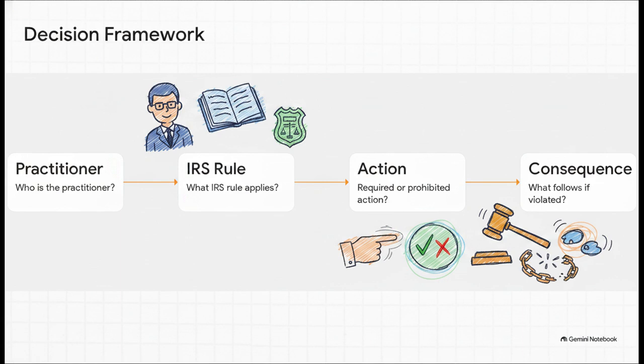You're going to be dropped directly into scenarios where you have to decide if a practitioner may act, must disclose something to the IRS or the client, or if they should just withdraw from the engagement entirely. To do this effectively, apply a strict 4-step deductive framework to every single multiple-choice question you face. First, who is the practitioner? Second, what exact IRS practice rule applies to their specific situation? Third, what action is either strictly required or strictly prohibited? And fourth, what consequence follows if the rule is violated? Examiners love to use this 4th step as a distractor to confuse you between IRS penalties and state board consequences, so really master this order of operations.